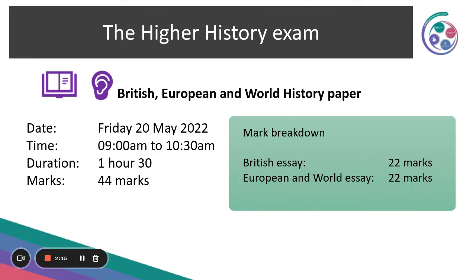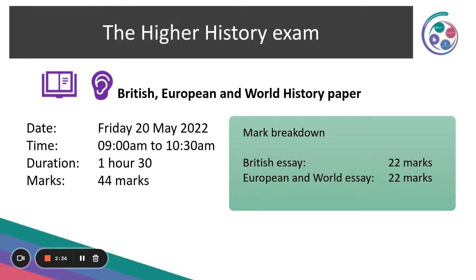So the British, European and World History paper, it's on Friday the 20th of May 2022. The time in most schools will be 9 AM to 10:30 AM. Your time might be a little bit longer if you have additional support needs. Duration, it will last 1 hour and 30 minutes. Marks, there are 44 marks available.